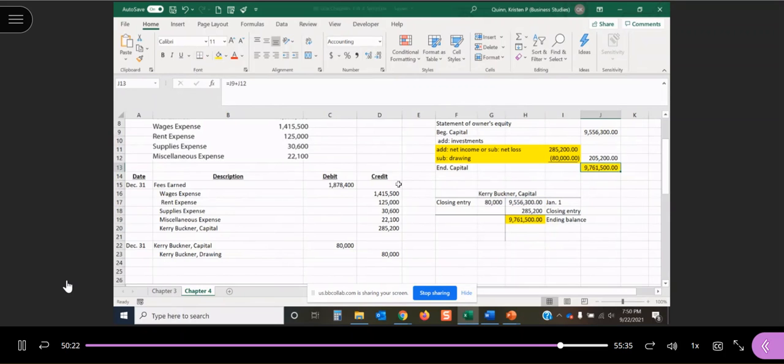So we're literally journalizing what changed the value of our owner by doing our closing entries. We're transferring that net income or that net loss, and we're also transferring that drawing effect to our capital. Because remember, the accounts that are on our balance sheet, which are my assets, my liabilities, and my capital, are my permanent accounts. I want this ending balance to be our beginning balance for the next fiscal year.